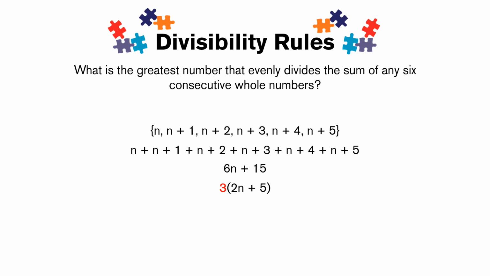Let's look at this set of 6 consecutive whole numbers: -2, -1, 0, 1, 2, 3. If you sum that all up, it equals 3. So it is divisible by 3, but is not divisible by anything greater than 3. So that alone tells us that 3 is in fact the greatest number that evenly divides the sum of any 6 consecutive whole numbers.